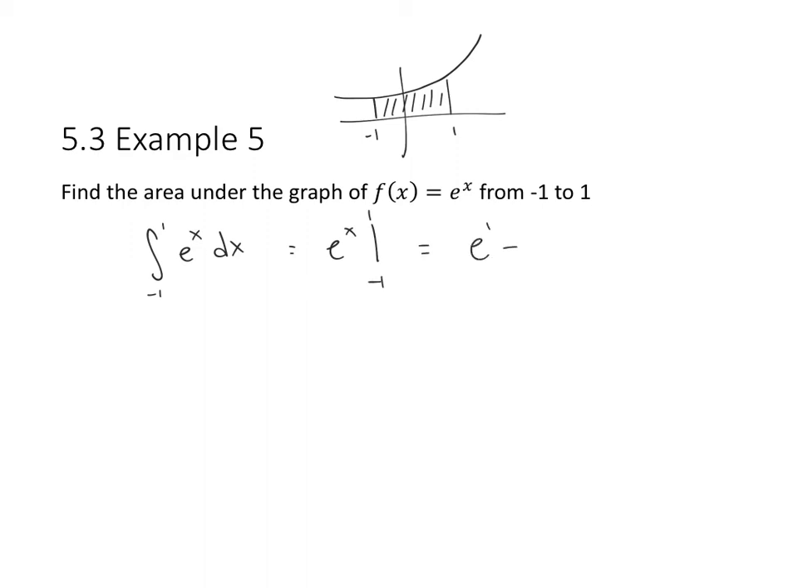We're going to evaluate that between negative 1 and positive 1. So that's e to the 1 minus e to the negative 1. There's a bunch of ways I can write this. I can write this as e minus 1 over e. And if I need to make a common denominator, I could. I don't have to, but if it asked me to, if it was a multiple choice question, that would be e squared over e minus 1 over e.